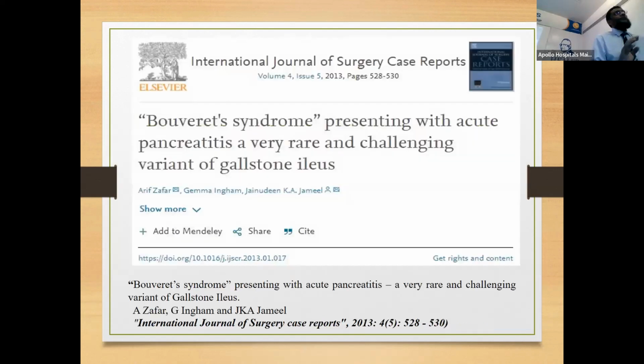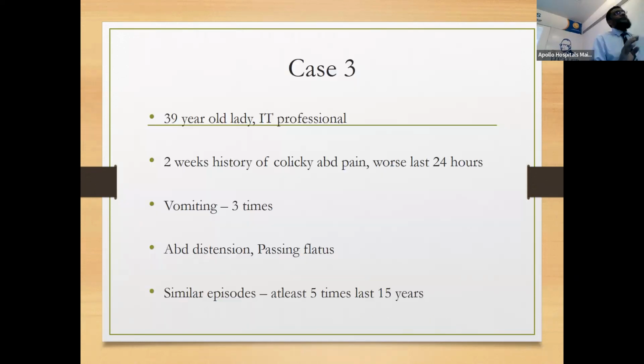So we decided to write it up, and we got it published in one of the journals. And we also had it presented in a few conferences. Bouveret syndrome presenting with acute pancreatitis as a very rare and challenging variant of gallstone ileus. So that was the second case. So we've got two more cases to go.